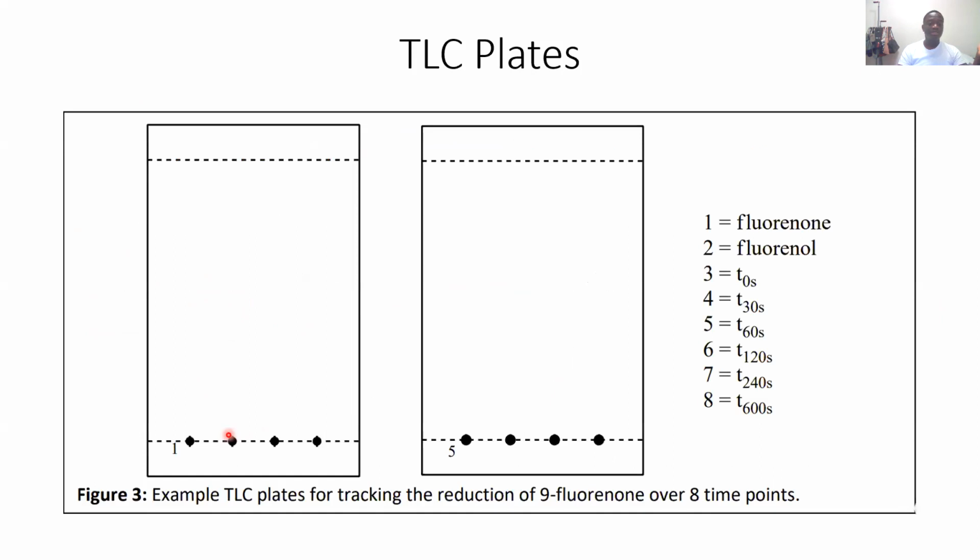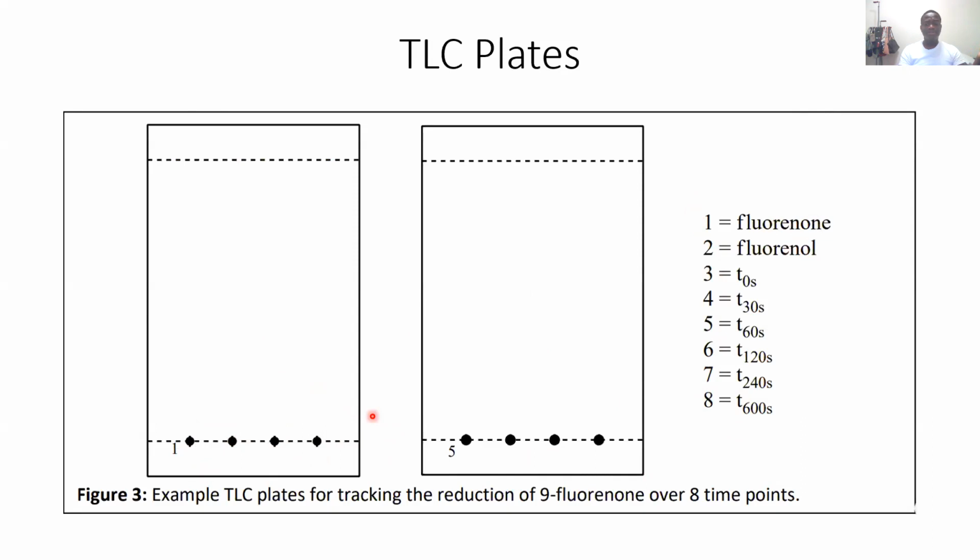which is very important. The TLC plates will generally look like this. As you can see, you have 4 spots on each plate. And as you can see, this is the legend for the spots. You have 1, which will be your fluorenone starting material. 2 will be your fluorenol, which will be right here. And then 3, 4, 5, 6, 7, 8 are going to be time points for your experiment. Okay, and this is just for tracking your experiment as it progresses.